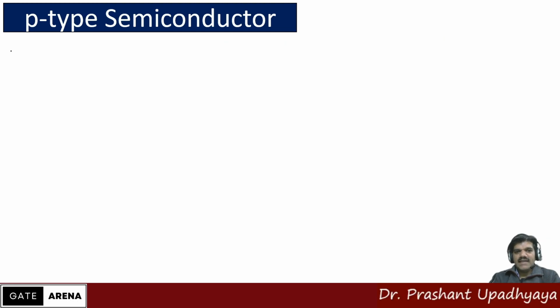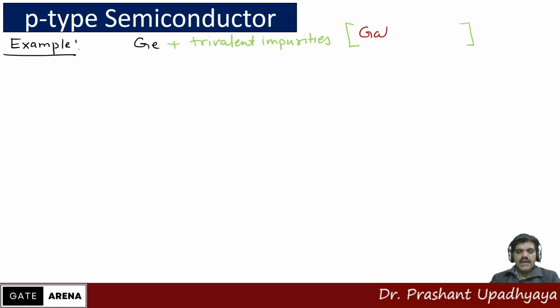Now we will take an example of a p-type semiconductor, and in this we will again take a pure germanium crystal and add a trivalent impurity to it. So I have a pure semiconductor and I'm taking gallium as my trivalent impurity. We know that gallium has 3 valence electrons.